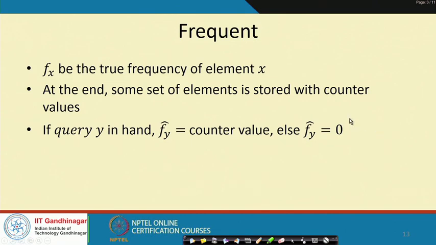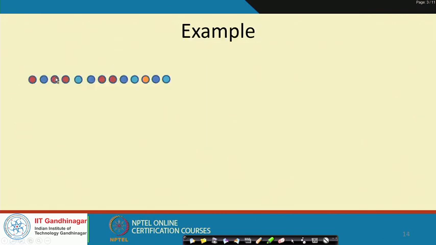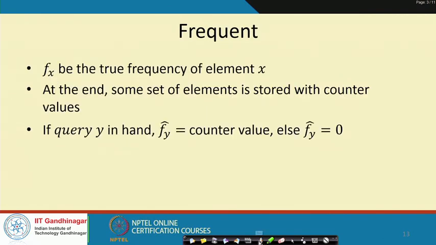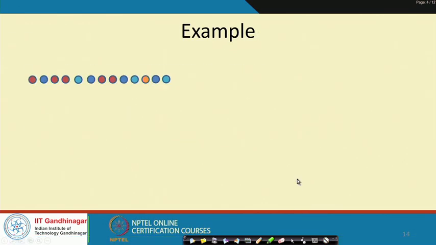Okay. So just some notation again, and I think we have already done this, but supposing, for any item x, we will denote its frequency by fx. Okay. And at the end of the stream we are storing some set of elements with the associated counter values. If the query y is in hand, then f hat of y is defined as the counter value, because that is the value that you are returning, else f hat of y is defined to be 0, right. So we can sort of cast the final query in this way.